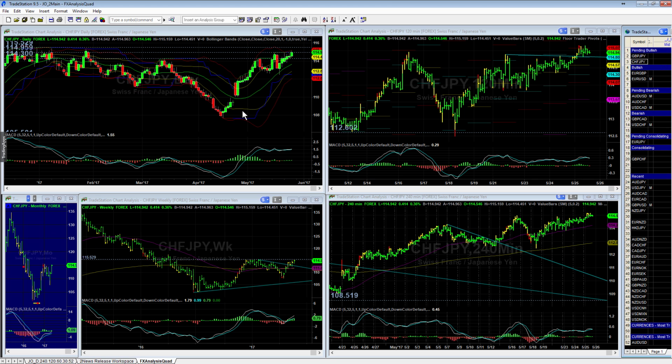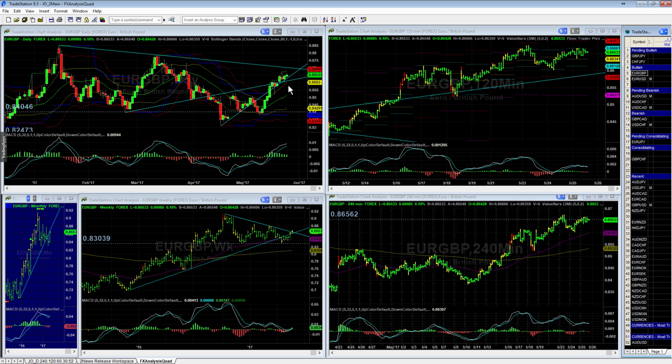For the Swissy yen, you can see we are moving higher. So we actually broke a little bit above the 114.959, so that gives us the ability to move past that. We're looking neutral on our daily, bullish on our weekly, and kind of neutral across the board here. Still recovering from those FOMC minutes that came out yesterday in that news.